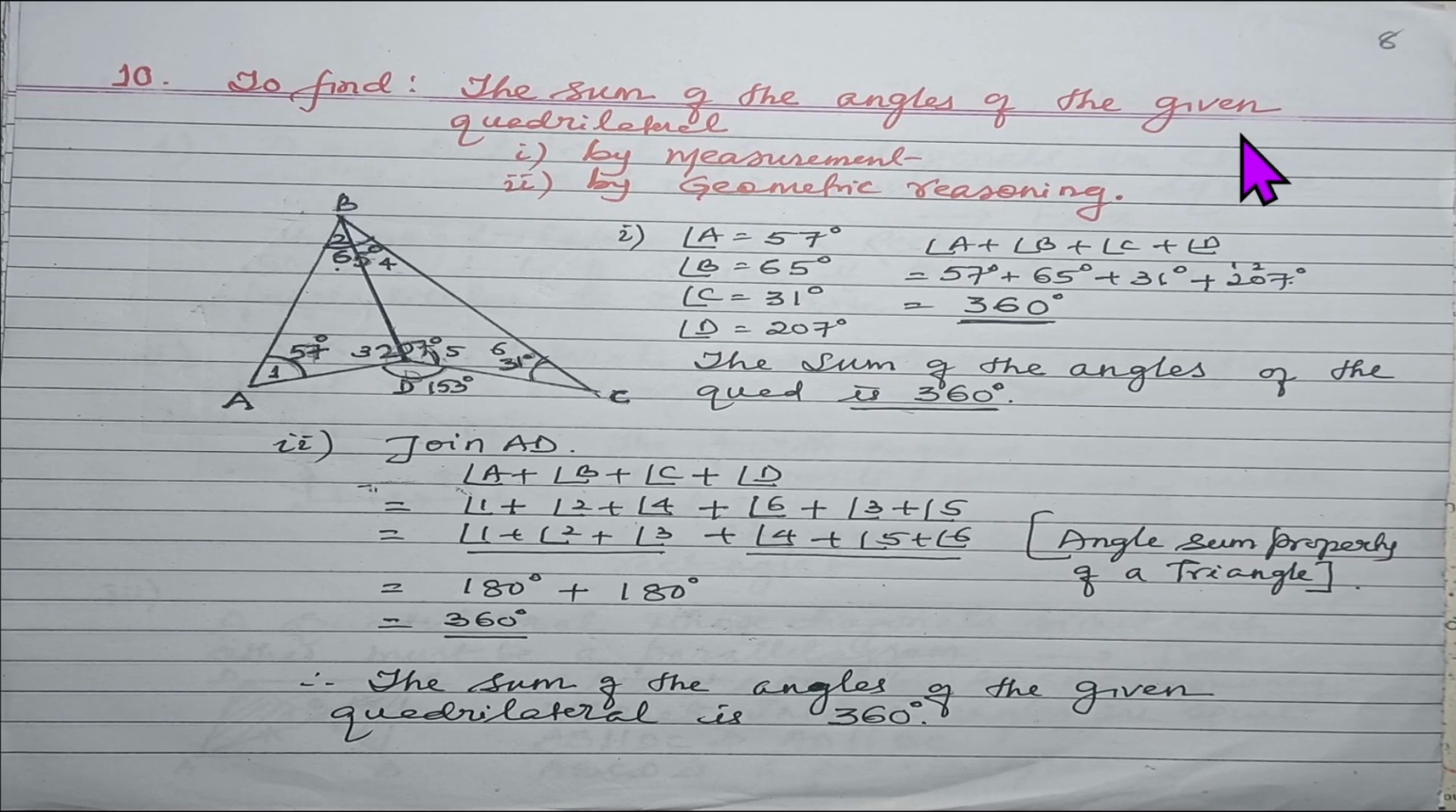Now to find the sum of the angles of the given quadrilateral, we are given a quadrilateral ABCD here. Now we have to find out the angles of this quadrilateral by measurement and also by geometric reasoning.